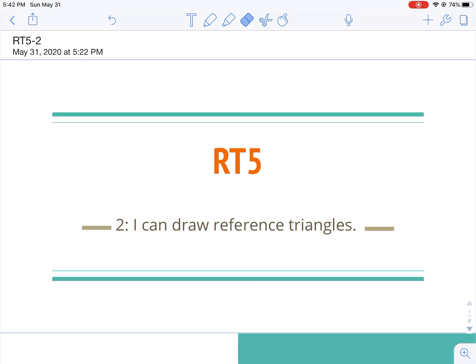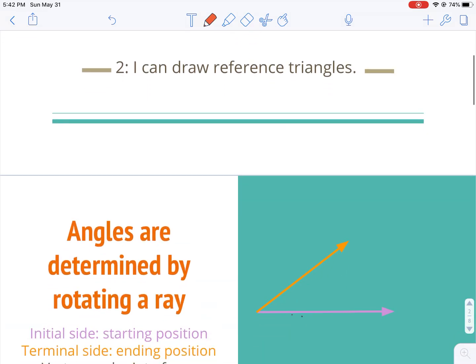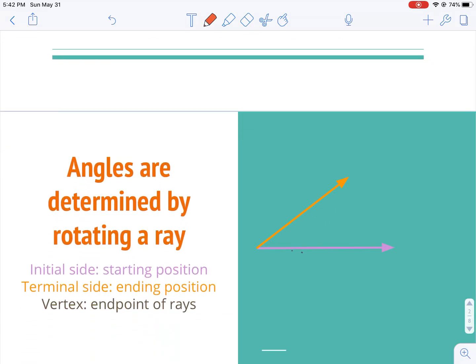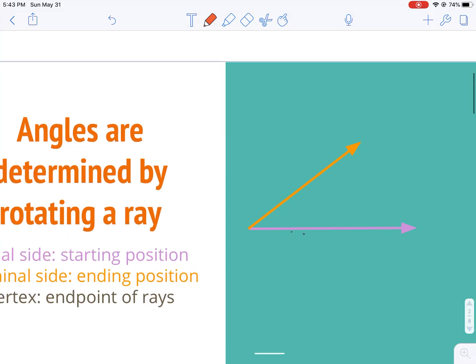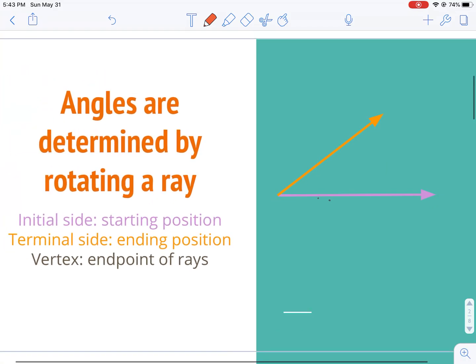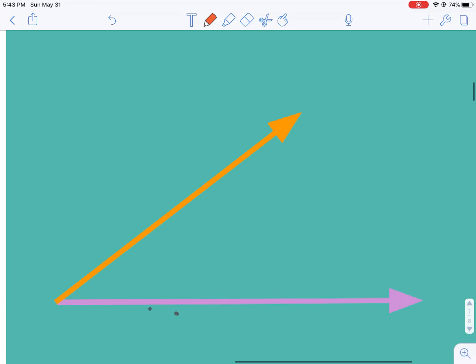All right, on RT5-2, we're going to draw reference triangles and learn a whole lot of vocab. So we're going to think of angles as really rays that have been rotated. That initial side is your starting position, or that pink line that I drew, and your terminal side is the ending position. So you really picked up that first ray and you rotated it by however many degrees about the vertex there.